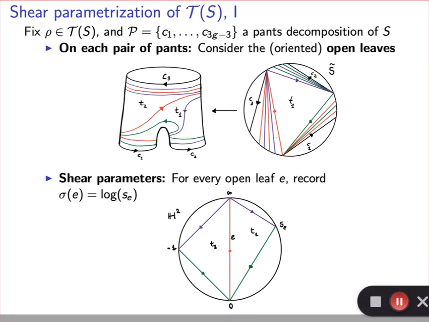What we can do is take our open edge, let's say open leaf E, which is the middle one here, and we can use the PSL2 action on the hyperbolic space to send the vertices of E to 0 and infinity, then the remaining vertex of the triangle on the left to -1, and then the remaining vertex of the triangle on the right is going to be some positive number. Let's call it s, and then we can take the logarithm of this number, and this is going to be the shear parameter of the open leaf E.